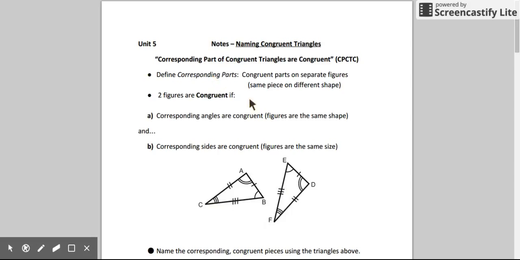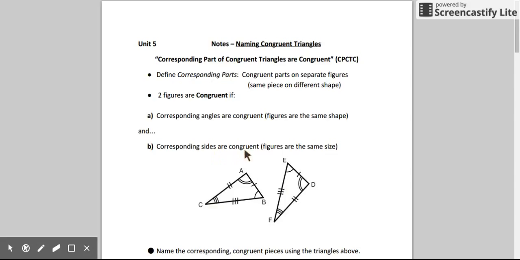Two figures are congruent if the following two things are true. Corresponding parts have to be congruent. So angles have to be congruent and sides have to be congruent. So make sure that the corresponding angles are equal and that the corresponding sides are also equal. Angles are what gives a figure its shape. So if I have congruent corresponding angles, I must have two of the same shape.